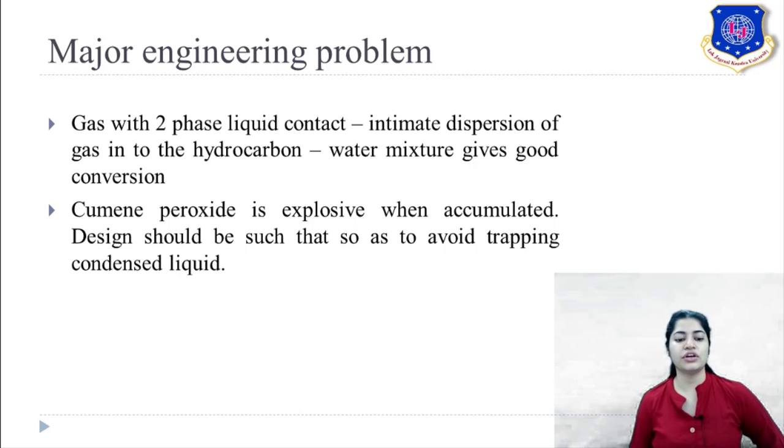The next is your cumene peroxide, which is formed as an intermediate. It is an explosive when it is accumulated. So your design has to be such that only a small amount of cumene peroxide is trapped. It should not be trapped in your reactor. So this was about your major engineering problems.